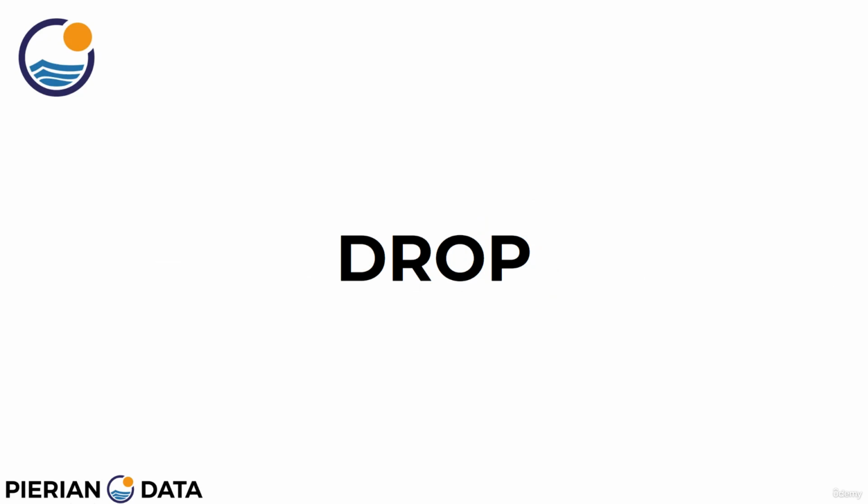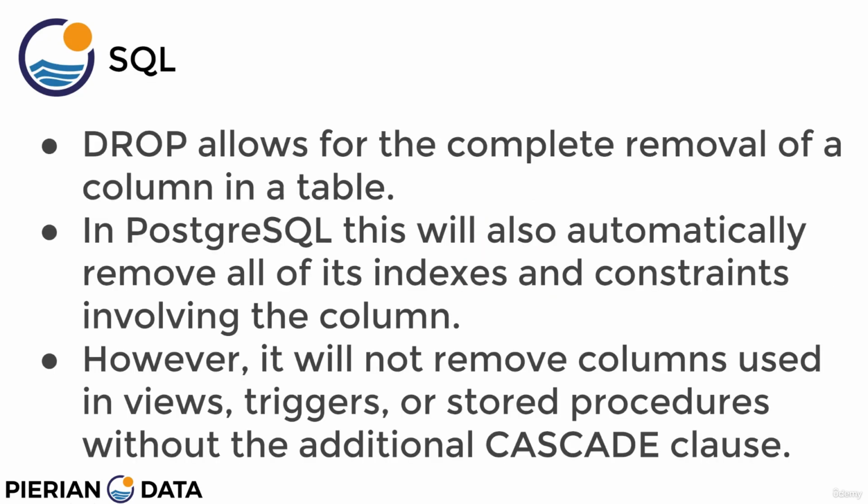Welcome back everyone to this lecture on the drop keyword. Drop allows us to completely remove a column from a table. In PostgreSQL, this also automatically removes all of its indexes and constraints involving the column. So it'll remove things like check constraints, not null constraints, unique constraints, everything that's associated with that column.